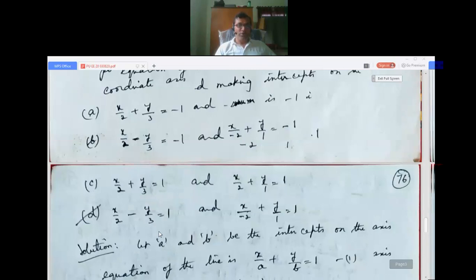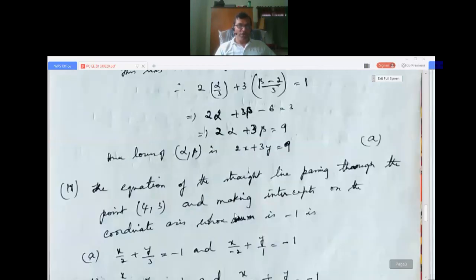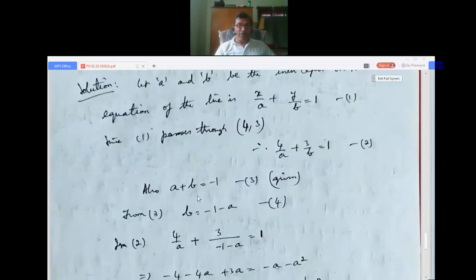Option 4: x/2 - y/3 = 1 and x/(-2) + y/1 = 1. The line passes through (4, 3) and makes intercepts on the x-axis and y-axis whose sum is minus 1. So we take the intercepts as a and b. The equation of the line is x/a + y/b = 1. As given, it passes through (4, 3), so 4/a + 3/b = 1. There are two unknowns. The sum of the intercepts is minus 1, so a + b = -1, and b = -1 - a.